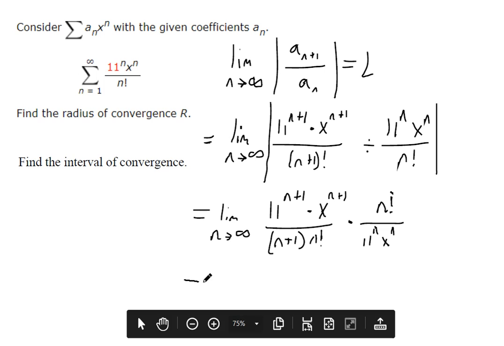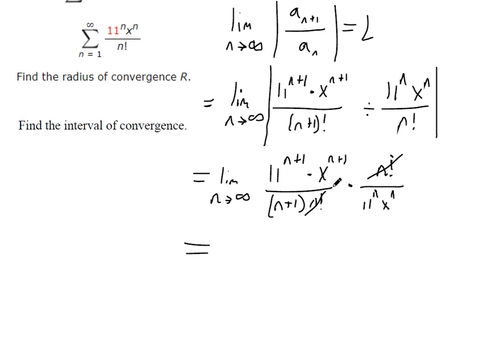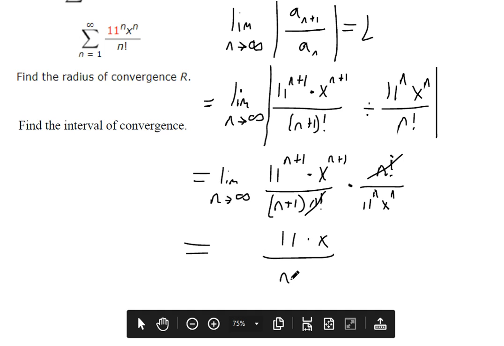We're going to see some terms cancel out and simplify, like this n factorial cancels out. We've got 11 to the n plus 1 over 11 to the nth, so that's 11 in the numerator. x to the n plus 1 over x to the n, you subtract those powers, and then you've got just x. That's all over n plus 1, and then we're still evaluating the limit as n goes to infinity.